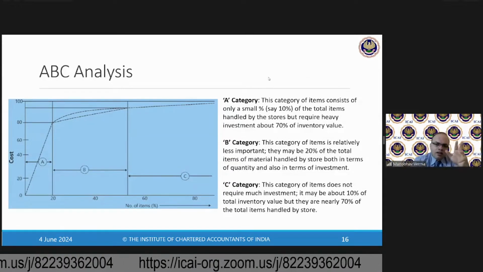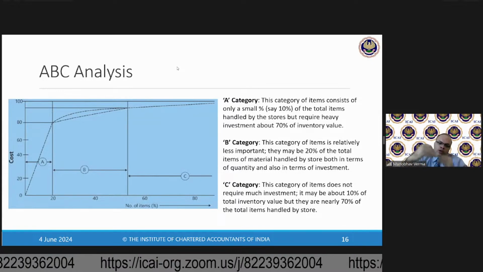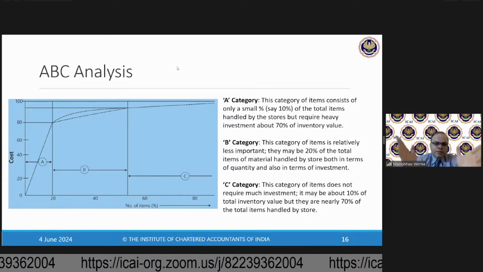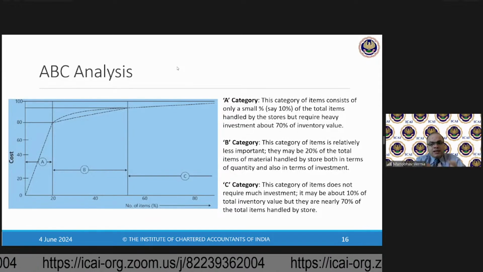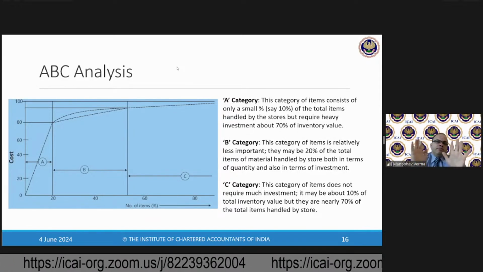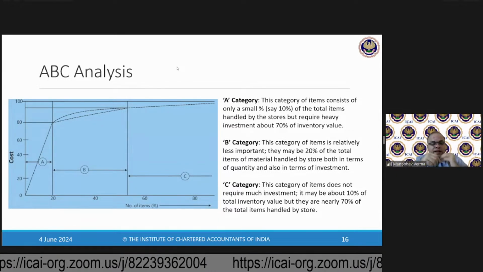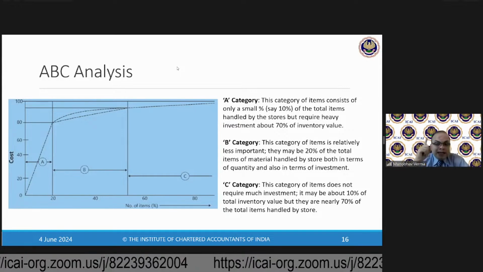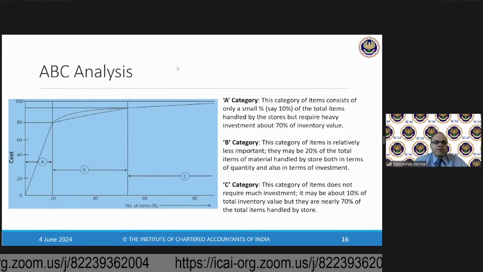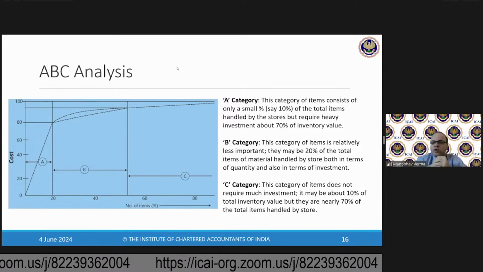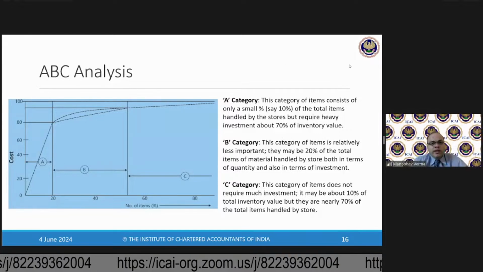Now B is somewhere in the middle. We are saying that it is relatively less important than A, but more important than C. From a quantity perspective, it is 20%. Even from a cost perspective, it is 20%. And the C category may just have a regular review. I'm not saying to ignore any category, but definitely we are having more stringent control on the category A inventory. C category items are 70% of the total items, nuts, bolts, spares and all that. They may be 10% of the inventory value, but they are huge in number.